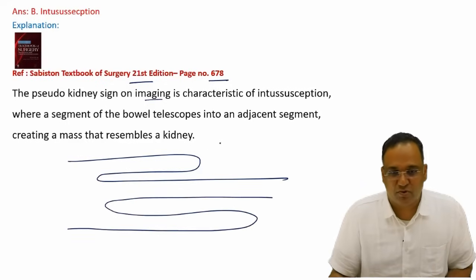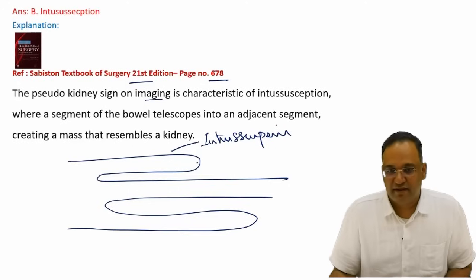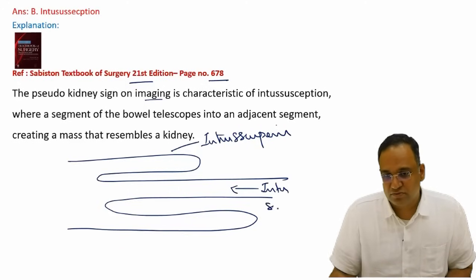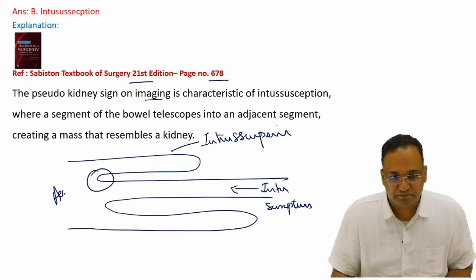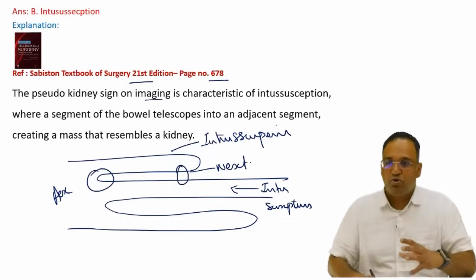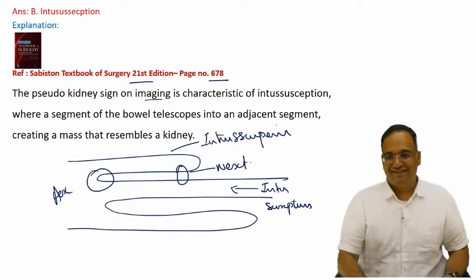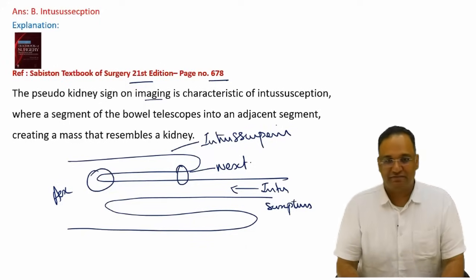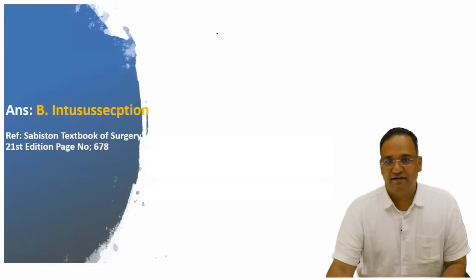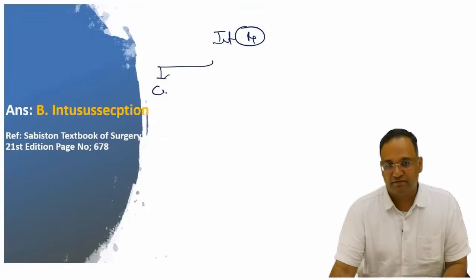The layer which is outside is called the intussuscipiens, and the layer which goes inside is called the intussusceptum. This will be the apex and this will be the neck. You understand? Whenever you have to reduce this intussusception, the management protocol could be conservative.